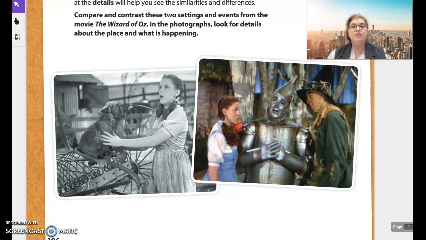So let's take a look at these two settings. What do you notice about this? I'll give you a minute to think. Just look at the settings. Let's compare them. So what's similar about these? Well, we know that Dorothy is in both scenes, right? So we see her. She's in both scenes. What else can you see? What else do you notice?